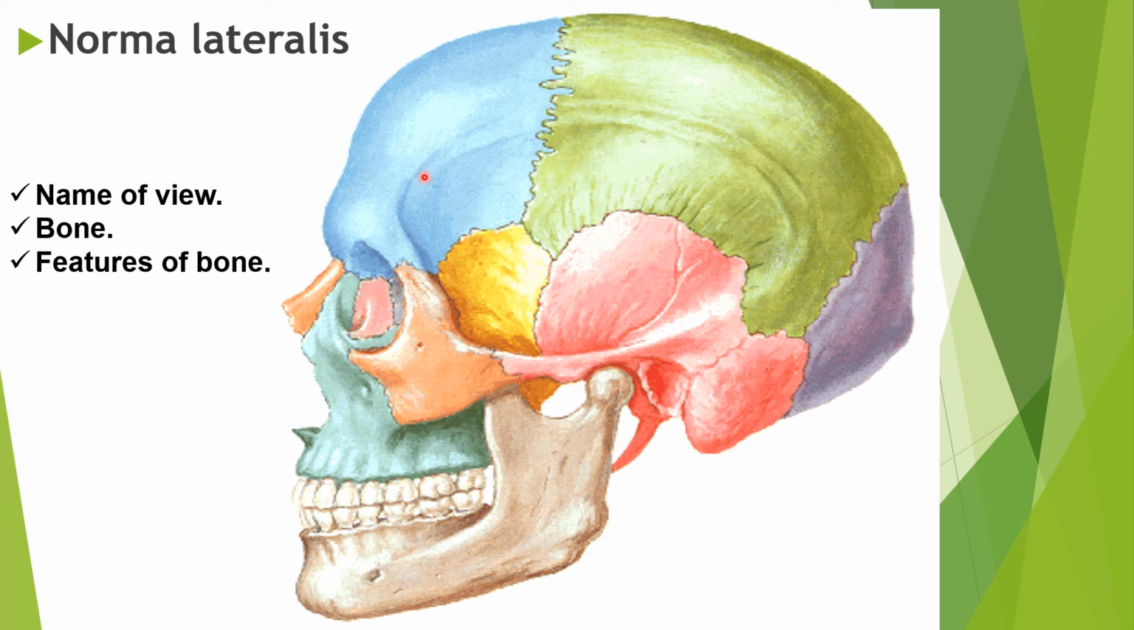This line you can see is the superior temporal line, and this other line is the inferior temporal line. And this area, which we will talk about separately in the lecture, is the temporal fossa. This is the temporal fossa, which contains a lot of structures.